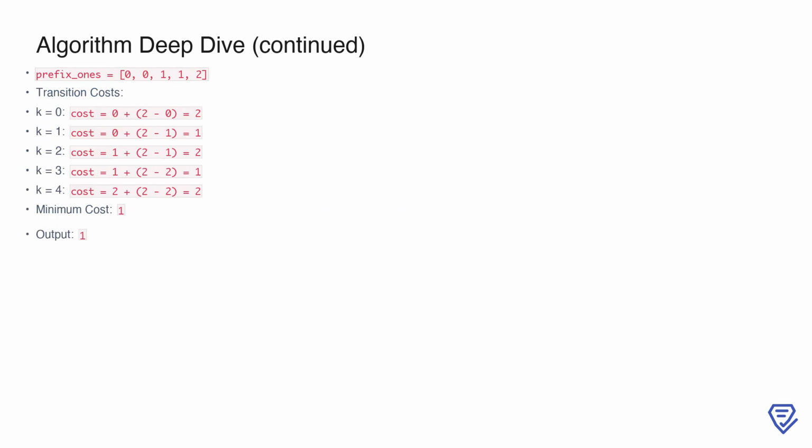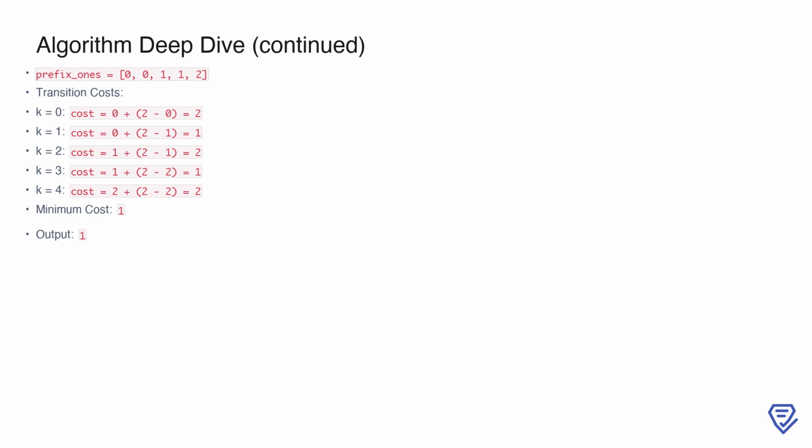To solidify our understanding, let's walk through an example with the input string 0101. The prefix arrays are prefix_zeros equals 0, 1, 1, 2, 2, and prefix_ones equals 0, 0, 1, 1, 2. Calculating the flipping costs at each transition point, we get the following results: at k equals 0, the cost is 2, at k equals 1, the cost is 1, at k equals 2, the cost is 2, at k equals 3, the cost is 1, and at k equals 4, the cost is 2. The minimum cost among these is 1, which is the output.